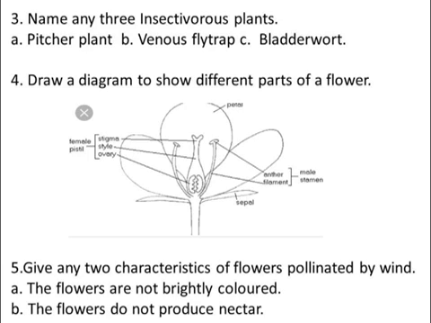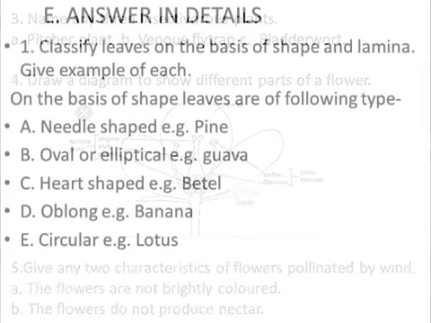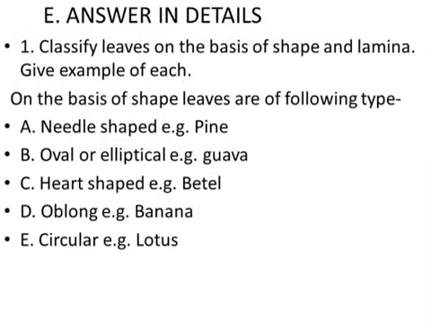Next. Number E, answer in detail. Number 1, classify leaves on the basis of shape of lamina. Give an example of each. On the basis of shape, leaves are of the following types. Needle shape, example is pine.